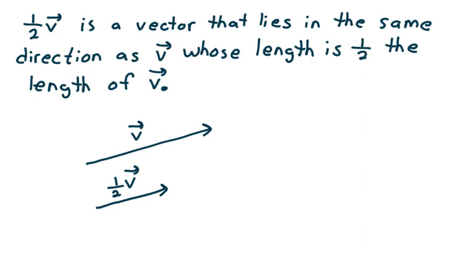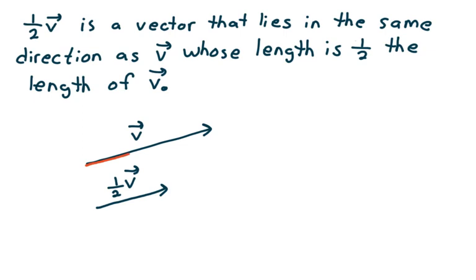Let's take a look at a scalar multiple of vector V. So, for example, if we take a look at 1/2 V, this is a vector that lies in the same direction as V, but the length is 1/2 the length of V. So what does this look like visually? So I want you to notice something.